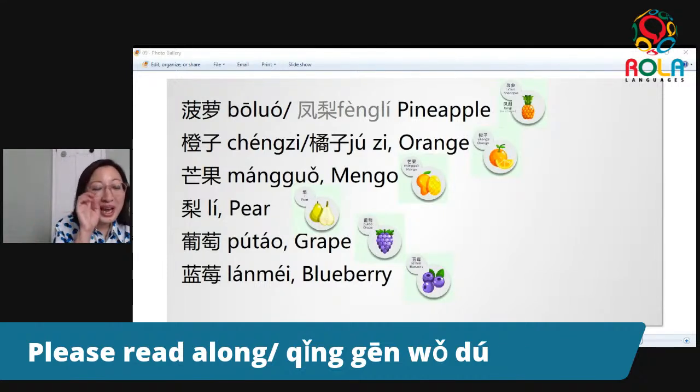Okay, next one, we have 梨, pear. Some people would call it 梨子. When we call 橘子、橙子、桃子, they would put the 子 behind it. But either way will do. We can call it 梨 or 梨子. Next one, 葡萄. 葡萄 means grape. And next one, last but not least, we have 蓝莓.